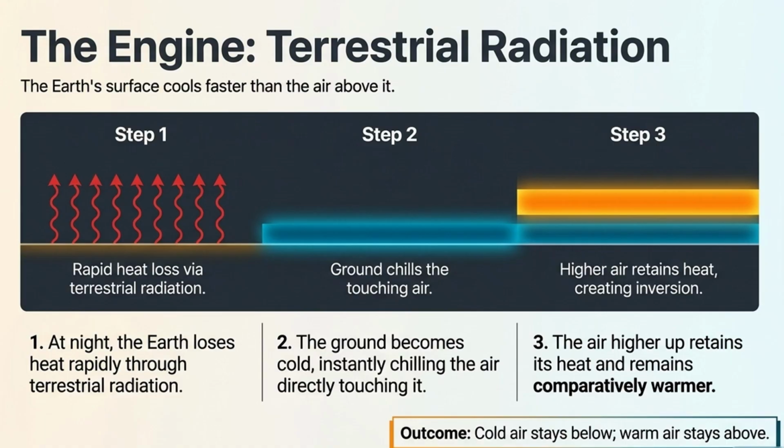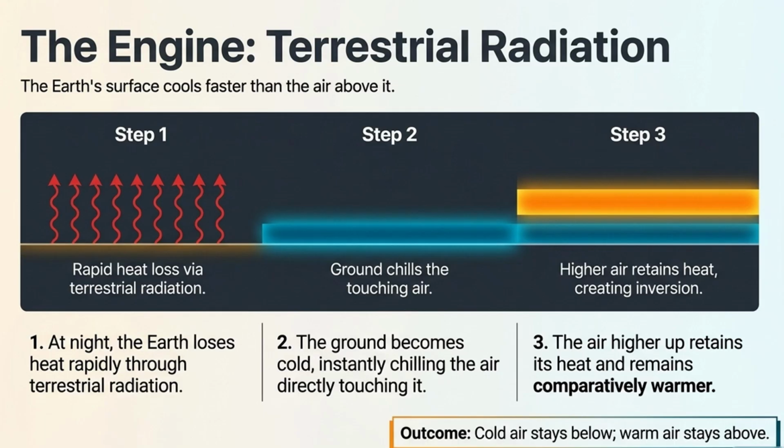Now, let's understand how temperature inversion is formed. The main reason is a process called terrestrial radiation. During the daytime, the Earth's surface absorbs heat from the sun, but after sunset, this situation changes. The Earth starts losing the heat back into the atmosphere. This release of heat from the Earth's surface is called terrestrial radiation.